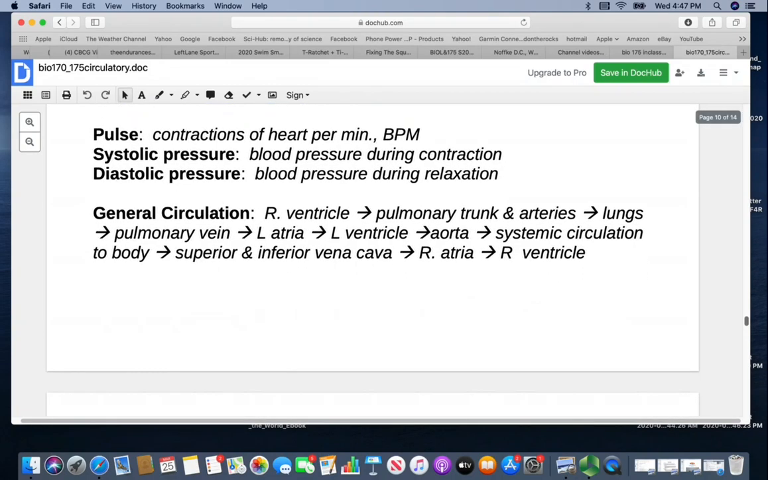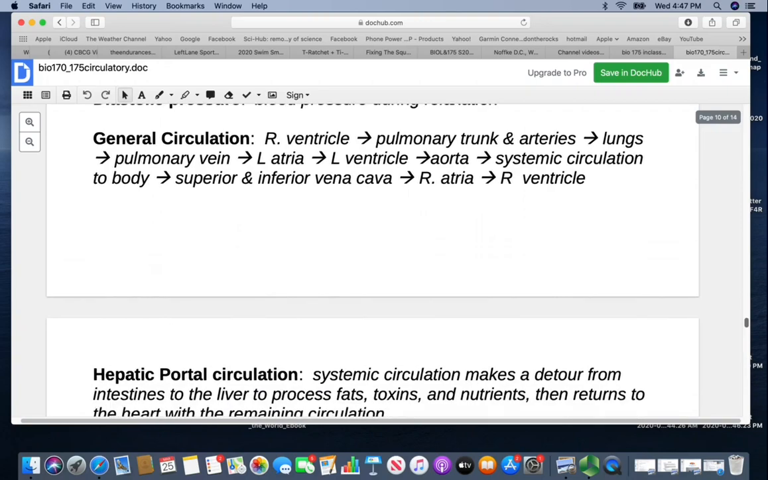So with the general circulation, we can summarize it here and follow it through this pathway. The blood from the right ventricle is going to go to the pulmonary trunk and arteries. This will lead to the lungs. It will oxygenate it. It will return through the pulmonary vein into the left atria, then down to the left ventricle, and out the aorta into the systemic circulation, delivered to the body, and then will return through the superior and inferior vena cava to come through the right atria and the right ventricle and repeat the whole cycle again.